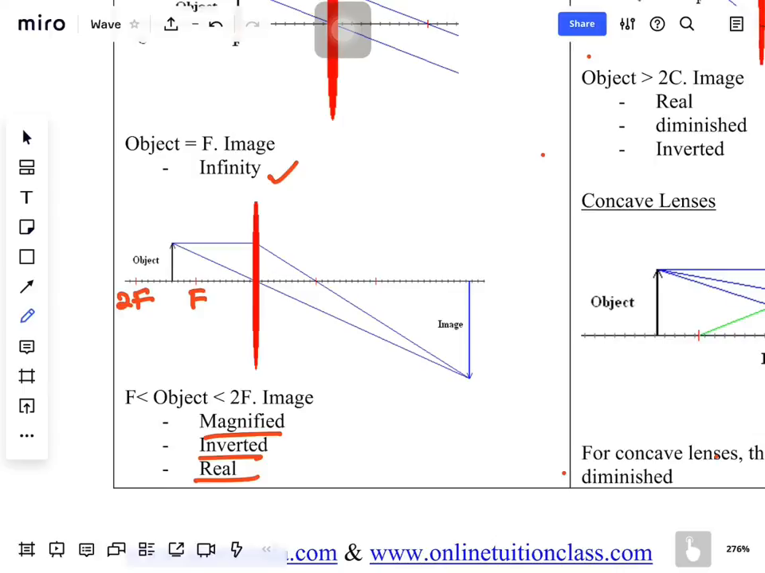So you see here, the light comes here, passes through the lens, and cuts through the F. Remember I told you earlier that the focal point is the point where most of the light will pass through. So this demonstrates that the light passes through the F, the focal point over here. See, the light will pass through.